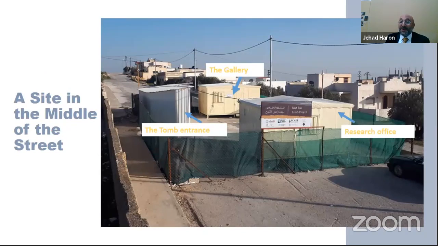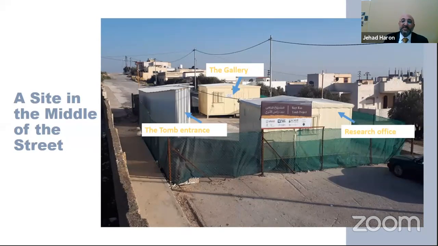As you can see now, we have a site in the middle of the street, near this gate, near one of the biggest schools in Beit Ras. So you can imagine we are dealing with daily cars, and with 1,000 children, students, walking around the site. Thanks to the Department of Antiquities, who worked very hard with the municipality and the Ministry of Education, at last we can have a site.